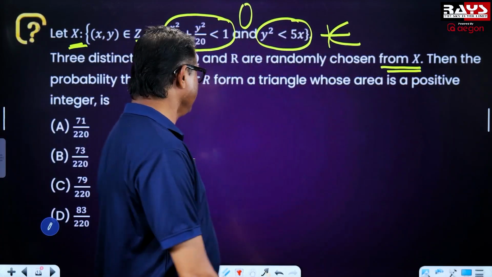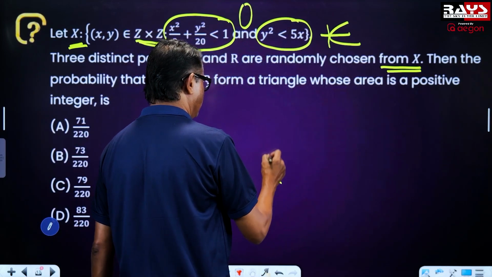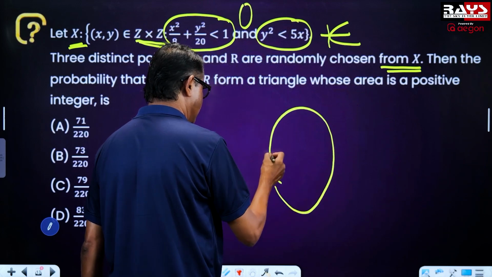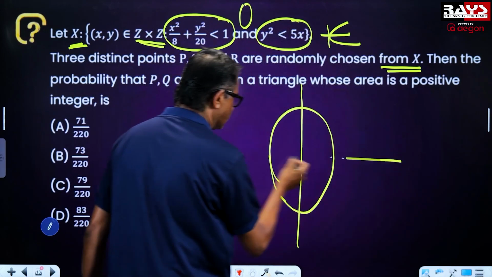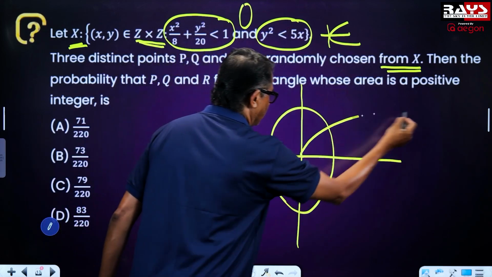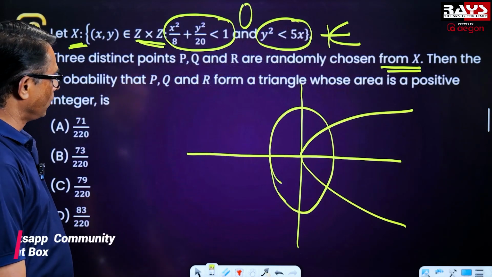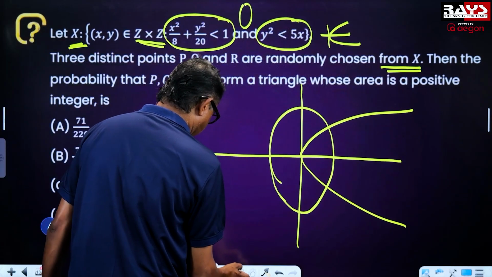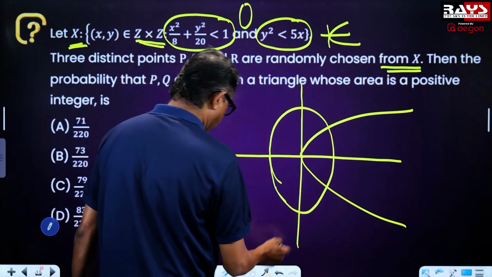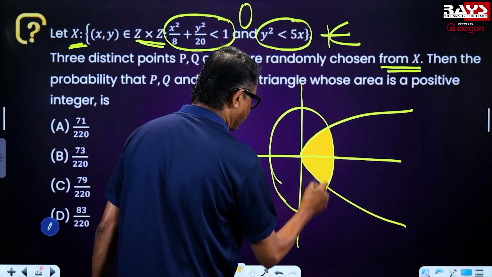From the common area, let me draw the diagram for clarifying it. Let us draw this diagram like this. It's an ellipse, and this is the parabola, y square is equal to 5x. Now the common area is given by, at this point, so this is the common area.